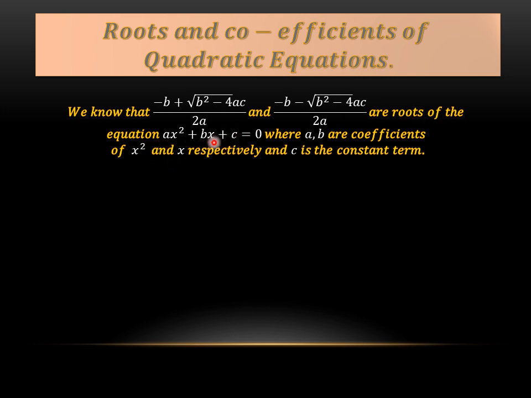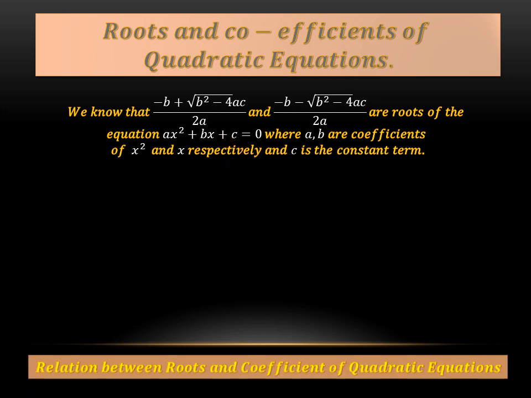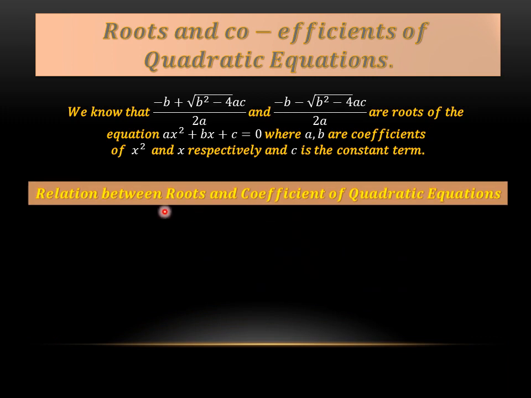Root means that after solving this equation, we get this answer. We write it once in the form of plus minus. Where a, b are the coefficients of x square and x. Yes, we all know that the coefficient of x square is a and the coefficient of x is b, and c is the constant term. So, the relationship between roots and coefficients of quadratic equation.